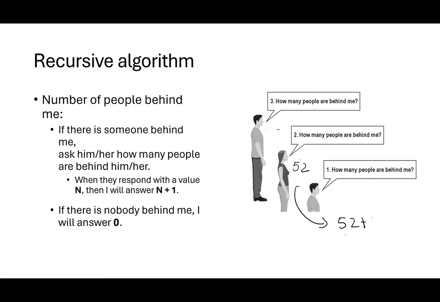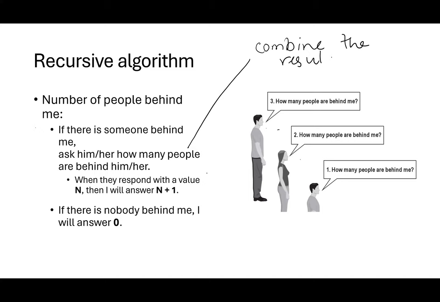oh, okay, there are 53 people including me in the line. Okay. So one important thing is, once you do the recursive call and once you get the result from the smaller problems, you have to know a way to combine the result from the smaller problem to get the result for the larger problem, okay? That's one thing.